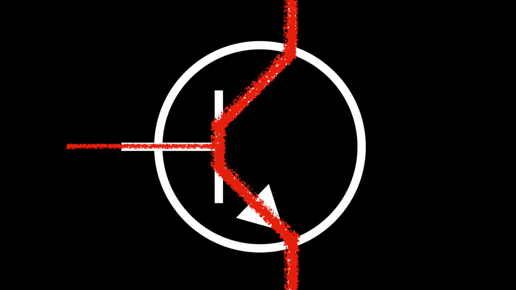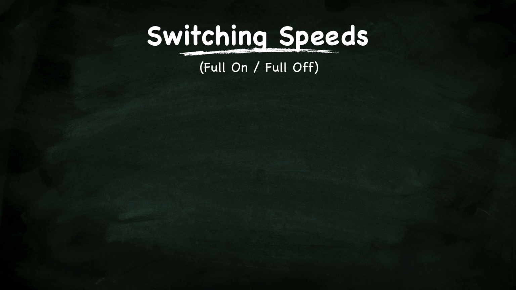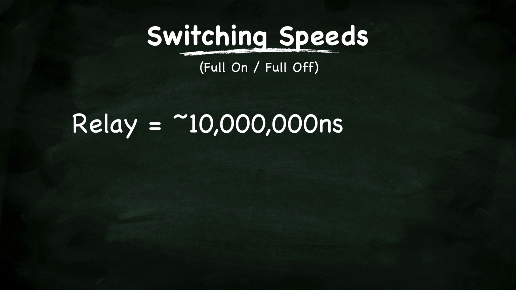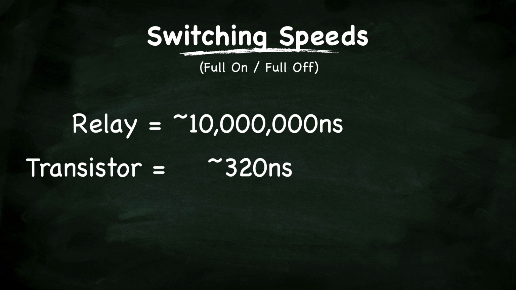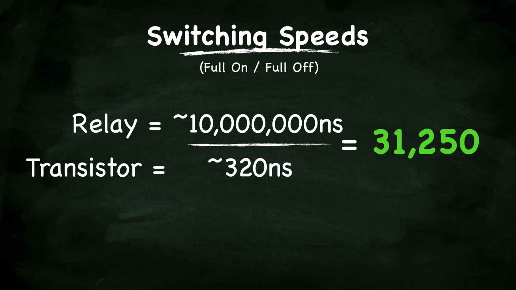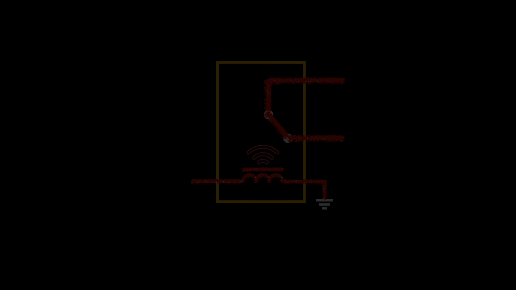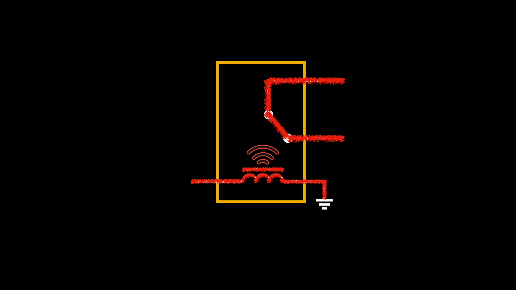How fast? Well, a full switching cycle on the relays I'm using takes 10 milliseconds or 10 million nanoseconds to complete, whereas a full switching cycle on a 3904 transistor takes just 320 nanoseconds, which makes them a whopping 31,000 times faster than relays.